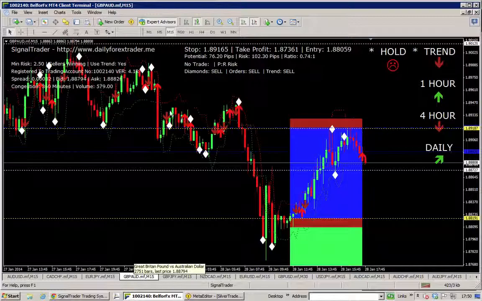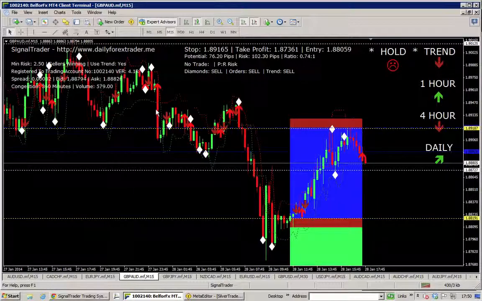So, look, okay, let's talk a bit about the stop losses. So, this is complicated. The green line is the buy stop loss, and the red line is the sell stop loss. SignalTrader monitors the stop loss all the time, even if you haven't got a trade on, so you can see what would happen to it.